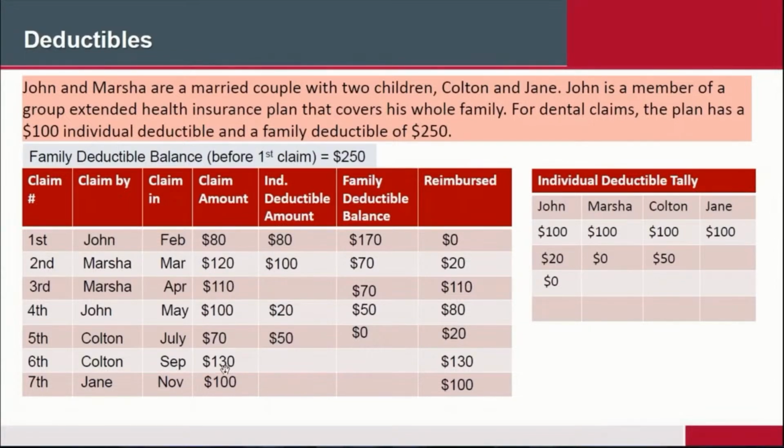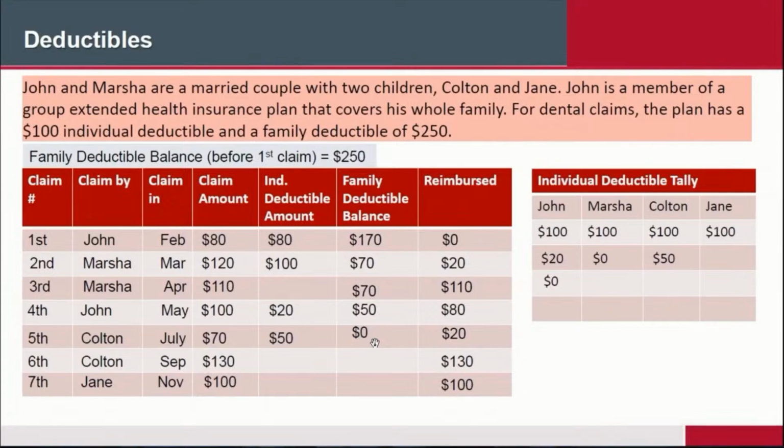Colton in September goes in with $130. He gets $130. His sister Jane goes in November with $100. She gets $100. You see, because the family deductible of $250 has been completely used up once Colton puts in his claim.